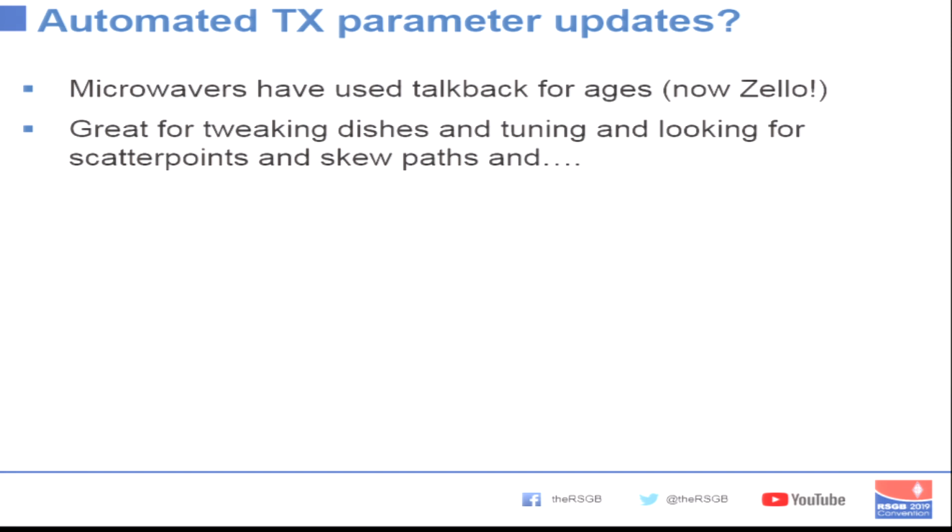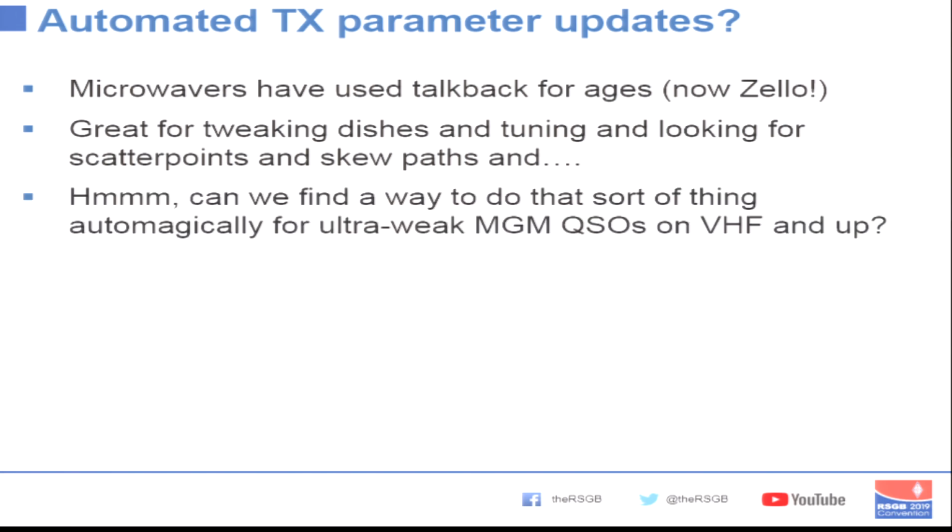So how are we going to deal with this? Well, can we somehow use, like we do at the moment with Zello or 2-meter talkback, and say to the other station, can you just tweak it a little bit this way, that way? Can you just try elevating the dish a little bit? Can you use a wider mode? Can you do whatever? Change frequency. We use it for tweaking things, looking for scatter points and so on. Wouldn't it be nice if there was a way of slightly automating that?